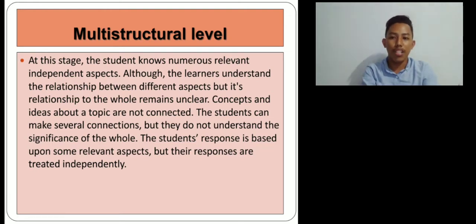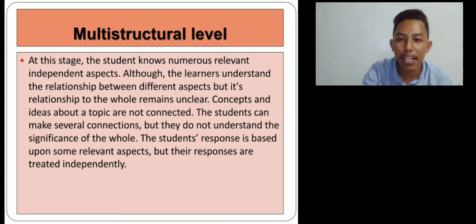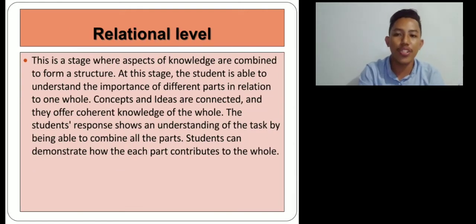So here the students already know numerous relevant ideas, and they can make relationships or connections from those ideas, but they do not fully understand the significance of that whole idea. So the next one is the relational level.